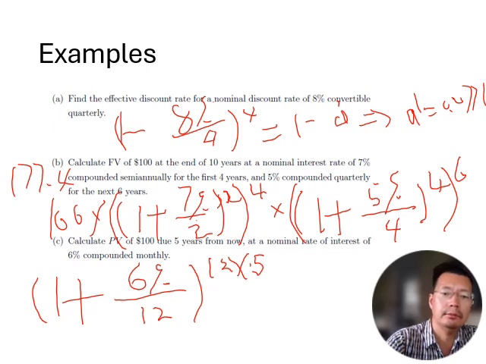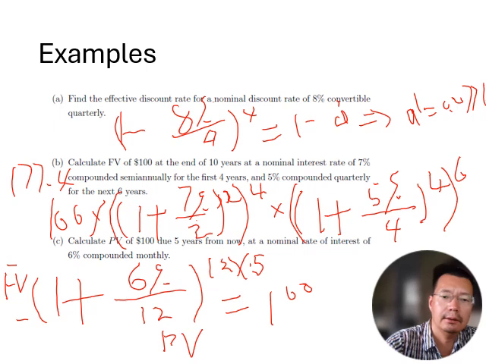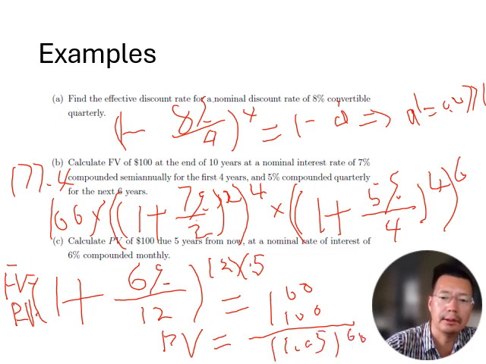So if our future value is $100, because it says $100 due 5 years from now, then your PV can be calculated as $100. So PV times all these, FV equals PV. PV will be $100 over this 1.05 to the 60th power.